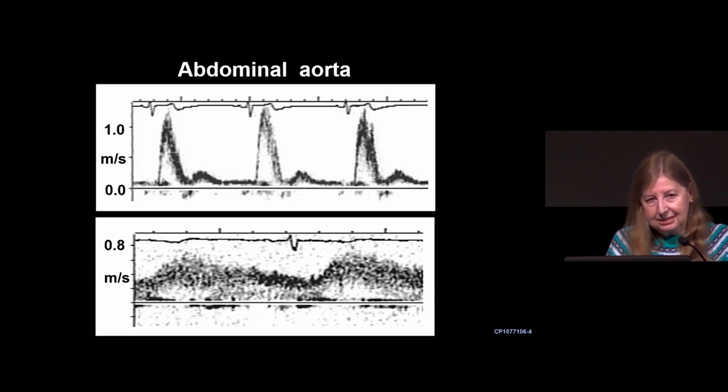But the mistake is I showed you a descending aortic velocity, right? And it was 1 meter a second.